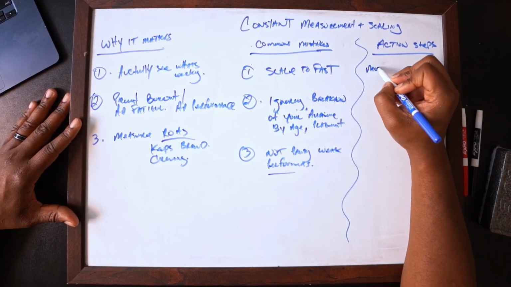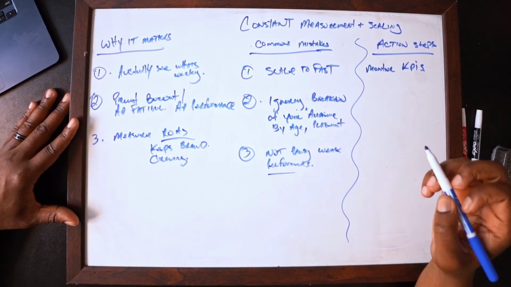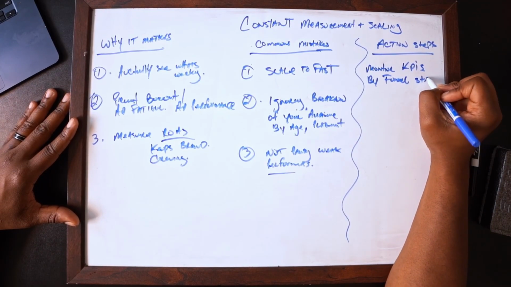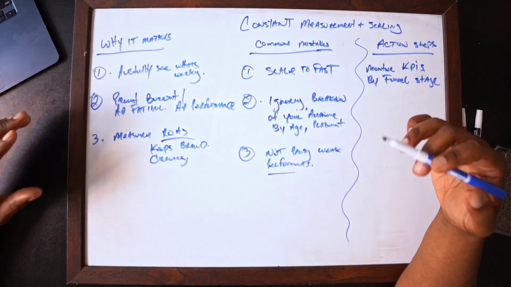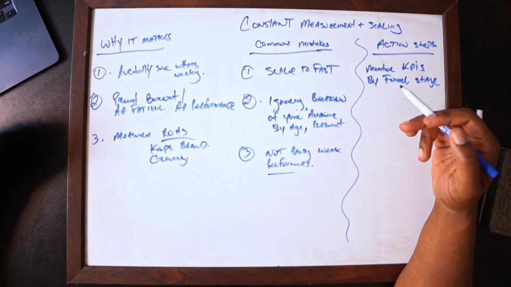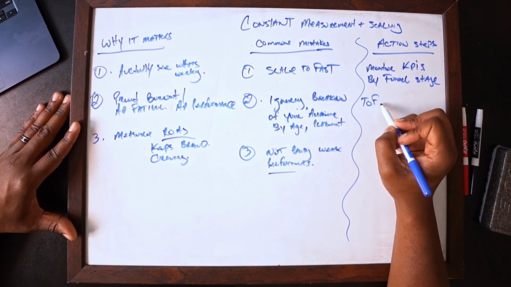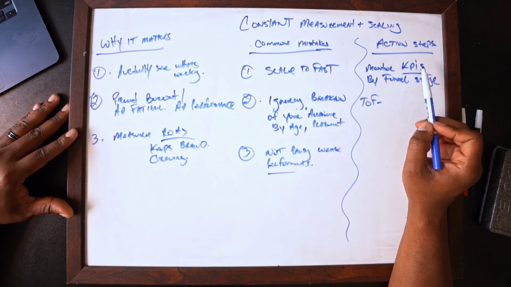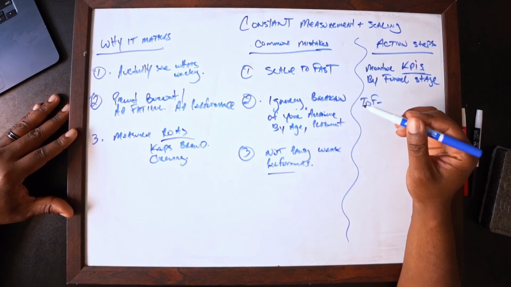You want to monitor KPIs by funnel stage. And again, if you've been tapping into the academy, we are talking about the top of the funnel, the middle of the funnel, and the bottom of the funnel. So let's get into the top of the funnel. Your KPIs are your key performance indicators. Measuring them will keep you on track to selling out your event.